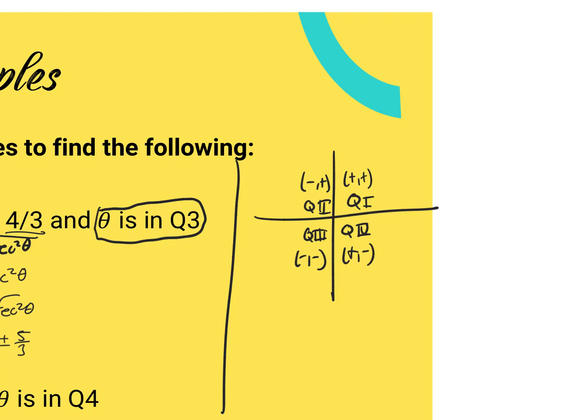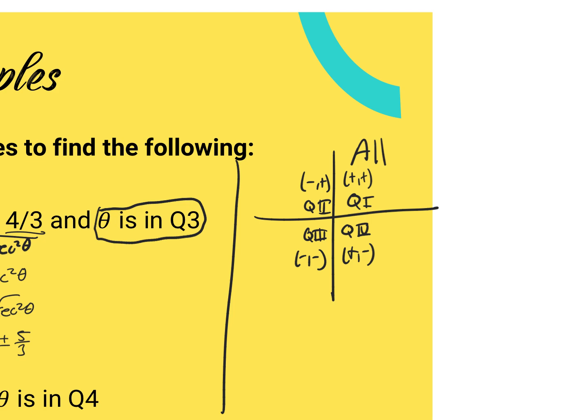Well, think about the first quadrant. Both are positive. Every single trig function that we use is going to be positive in the first quadrant, because it's going to use x and y some way, shape, or form. So I'm going to say all of our functions are positive in the first quadrant.